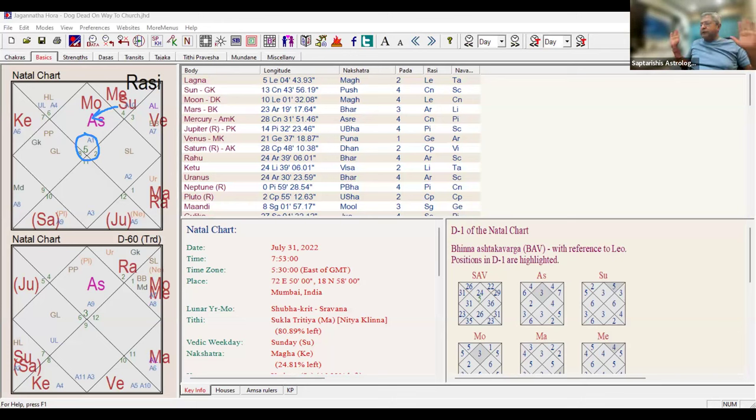So what is happening? 12th lord of death. That means somebody sick or hospitalized, I have seen. Somebody dead, I have seen. Moon is there, so there was some movement, travel. I was going to church. You're getting it? How simple this system is.